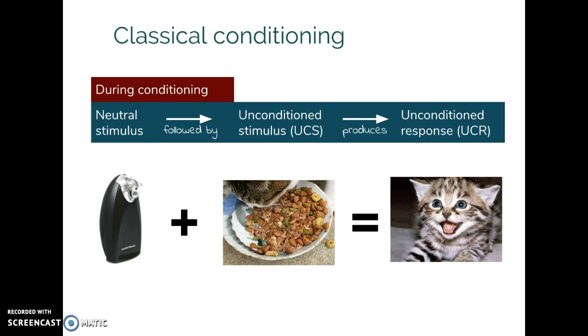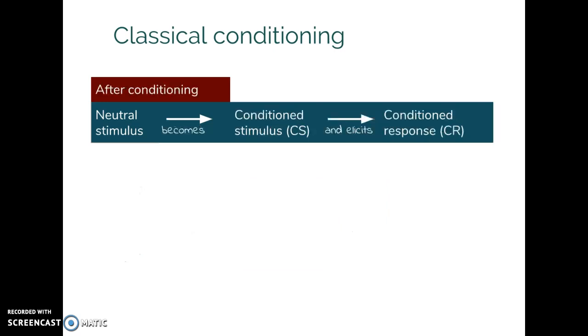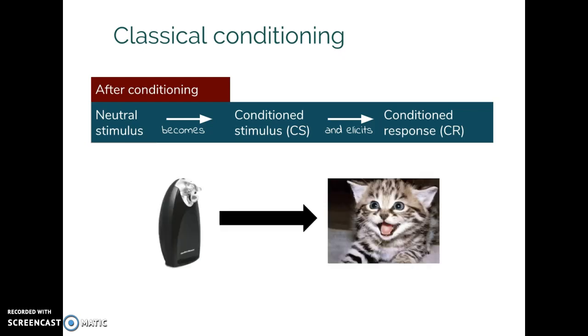And so the conditioning occurs when we consistently have the can opener followed by the cat food. And eventually what's going to happen is that can opener, it's not neutral anymore. It is a conditioned stimulus, and it leads to a reaction without even needing the cat food. That cat just hears the can opener and it gets excited because it knows what's coming even before the food actually arrives. So this is what the basic process of classical conditioning is all about.